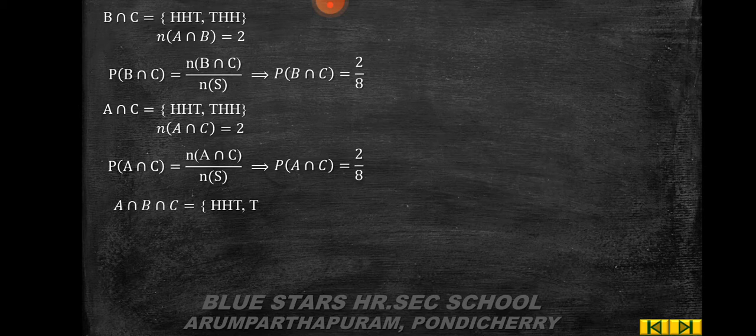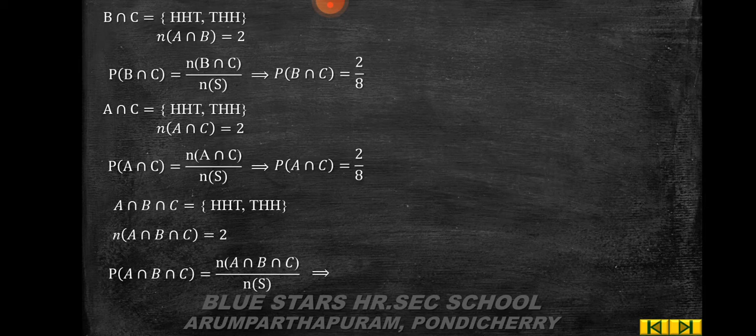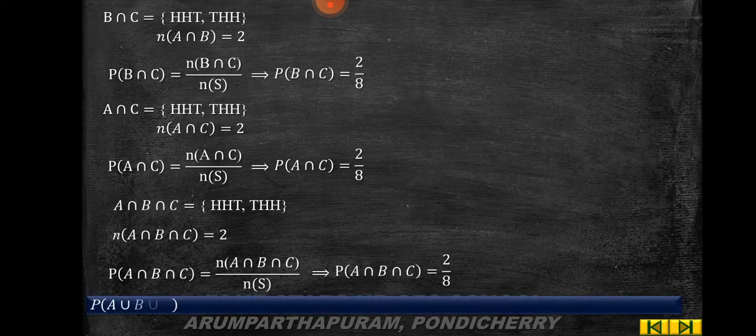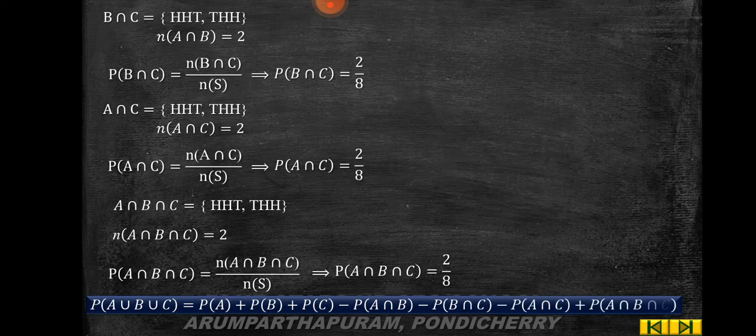Then A intersection B intersection C. N of A intersection B intersection C is 2. P of A intersection B intersection C is equal to 2 by 8. Therefore, P of A union B union C is equal to P of A plus P of B plus P of C minus P of A intersection B minus P of B intersection C minus P of A intersection C plus P of A intersection B intersection C.